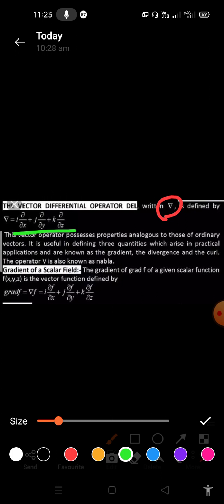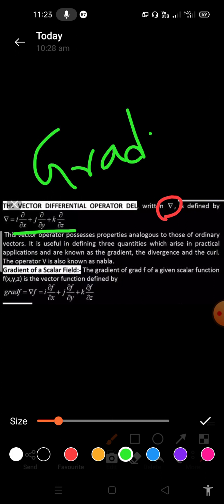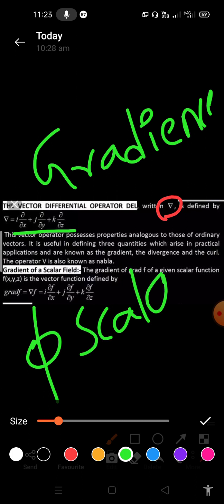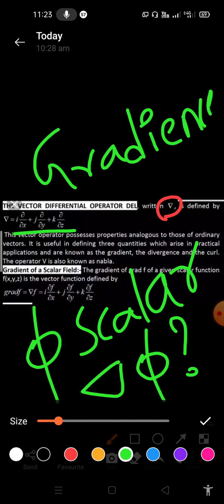So what is the gradient? The gradient is a differential operator by means of which we can associate a vector field with a scalar field. For example, if phi is a scalar, then what is the value of del phi? Del phi is a vector. If phi is a scalar quantity, then del phi is a vector quantity.